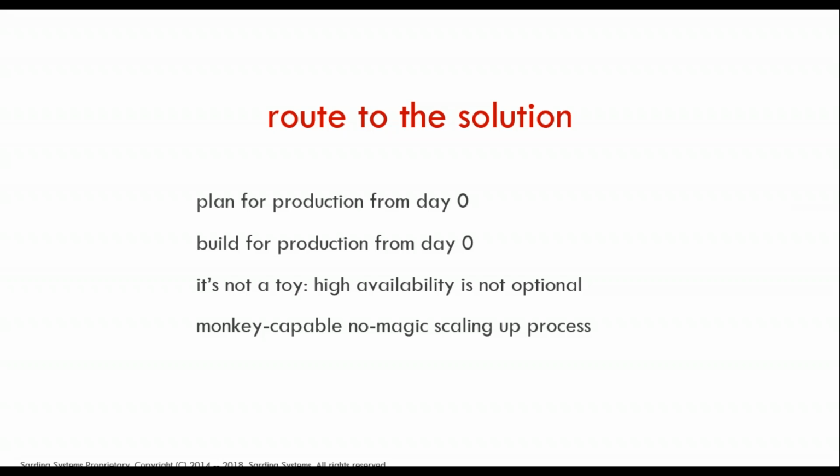So when we then look at how do we get from the initial point of initial engagement to the point of full system operation, we have to plan for production from day zero, and the system is built for production from day zero. We've always taken the view that this is not a toy, and so therefore high availability is not optional. And then it's also very clear that when we want to scale up the system, it should be monkey capable.